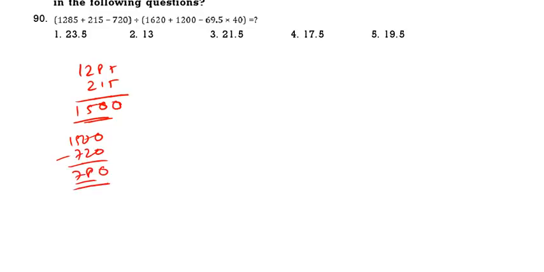90th question. 1285 plus 215. 10, 10, 1500. 1500 minus 720. 1500 minus 720. That is 780. This is 780 divided by 1620 plus 1200. So what is 1620 plus 1200? That is 2820 minus 69.5 into 40.